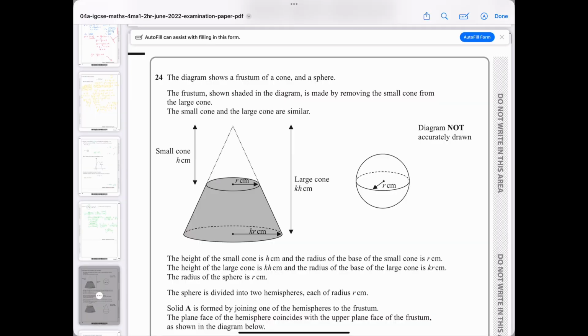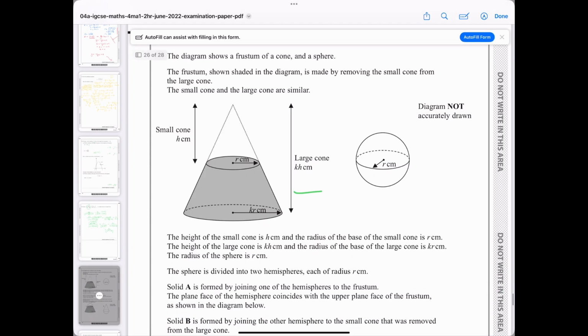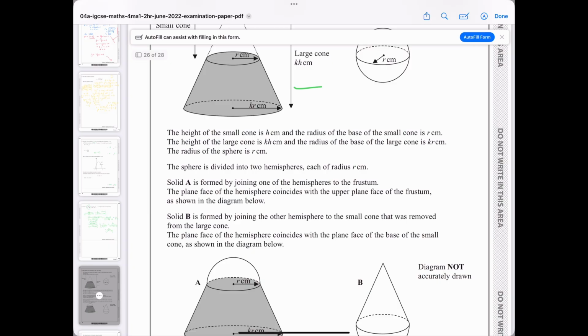Question 24, and the diagram shows a frustum of a cone and a sphere. The frustum shown in the diagram is made by removing the small cone from the top, and the small cone and the large cone are similar. The height of the small cone is h, and the radius of the base of the small cone is r. The height of the large cone is k, and the radius of its base is k r.